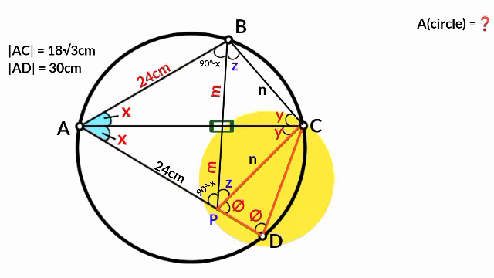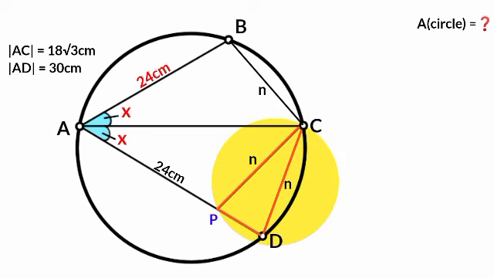Now look at this triangle CDP. We have two of its angles, that is this and this, to be congruent, meaning the triangle is an isosceles triangle. The sides facing the congruent angles are also congruent, which are this and this side here. So since the length of this side is n, this must also be n.